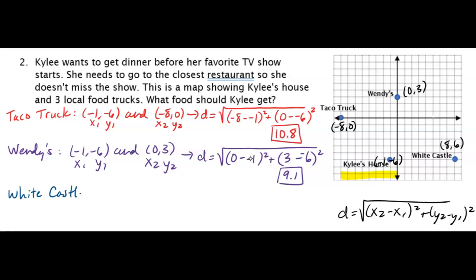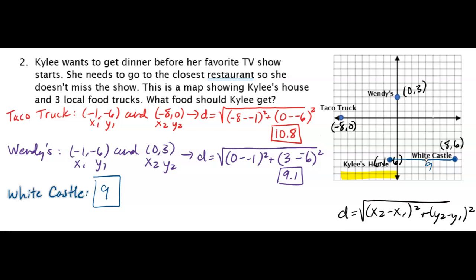Now you could go through the motions and do the distance formula and you will come out with the exact same answer. But when you have 2 points that are lined up either horizontally or vertically, it's really easy to figure out what the distance is without having to go through the whole formula. So if I start here at Kylie's house and I go straight across, that gets me to White Castle. So all I have to do is count how many boxes apart they are, and that will be my distance. So I know that they are 1, 2, 3, 4, 5, 6, 7, 8, 9 boxes away. So I know that my answer here is going to be 9.